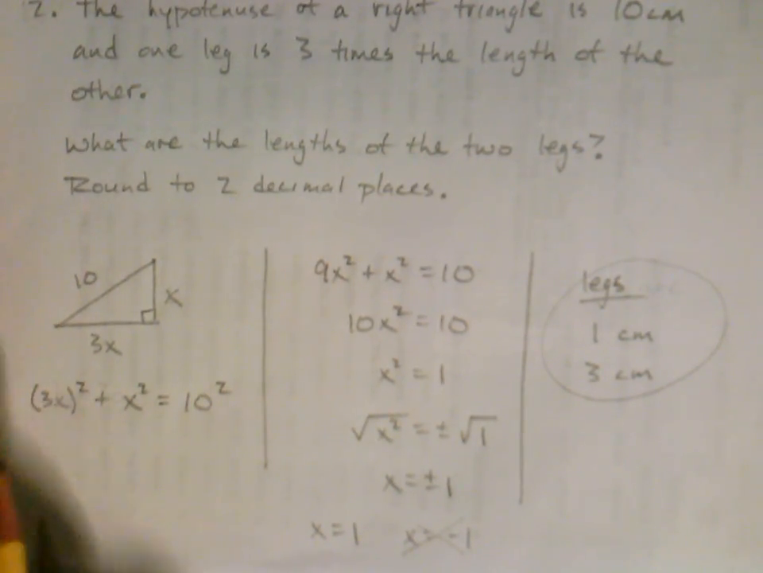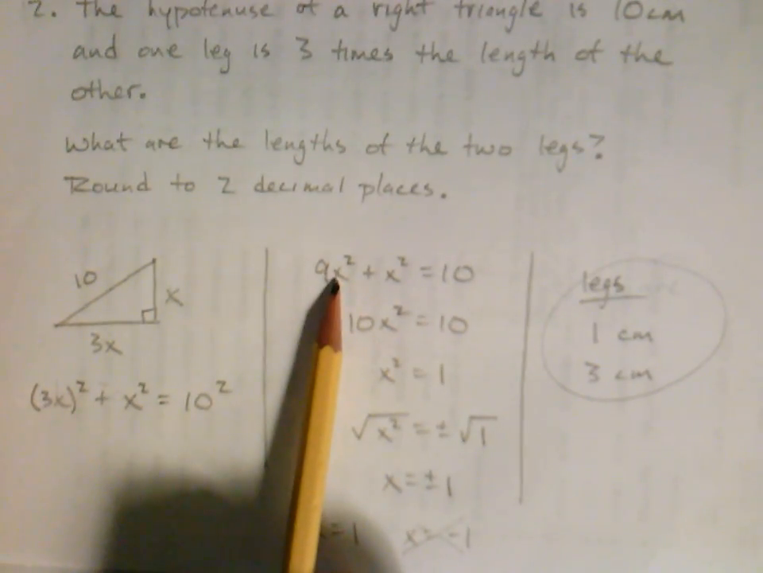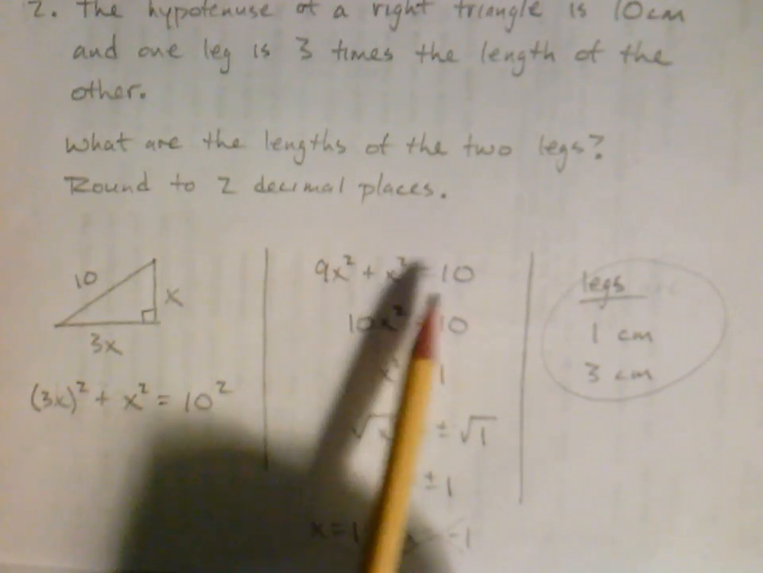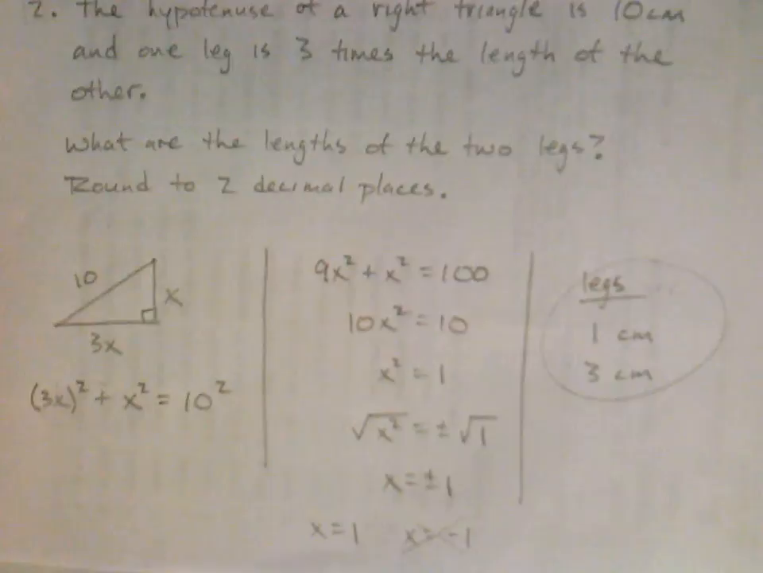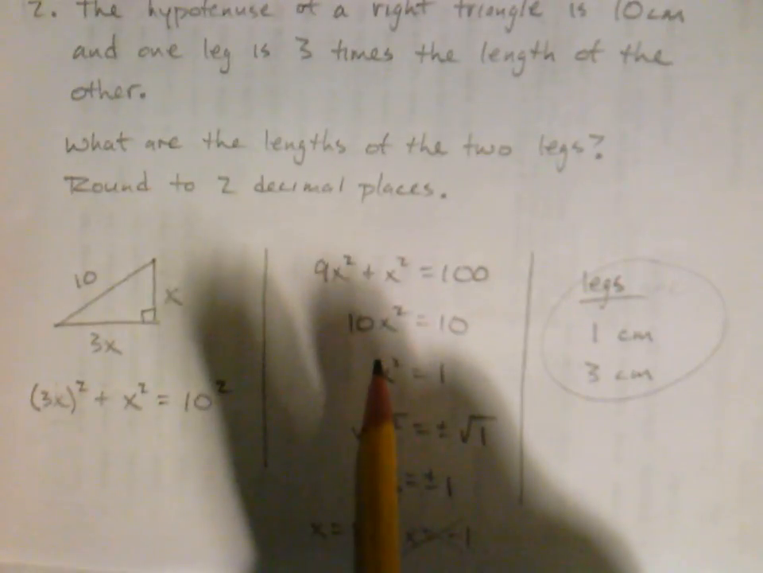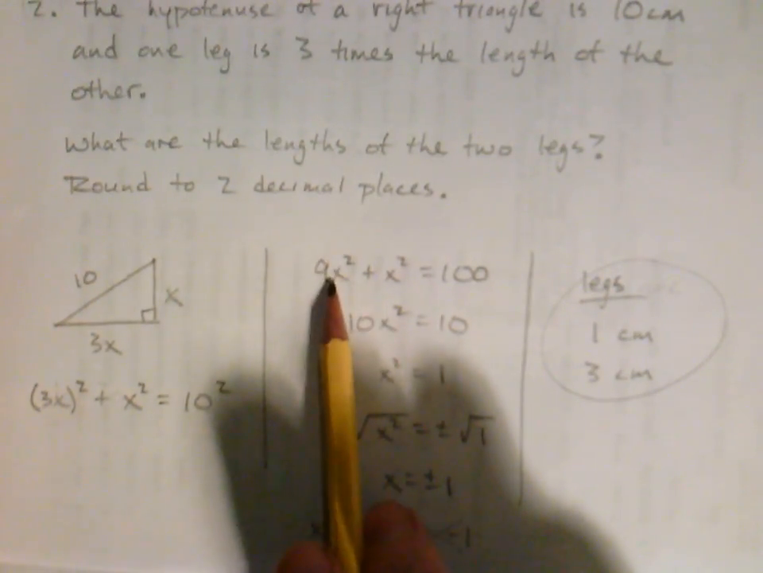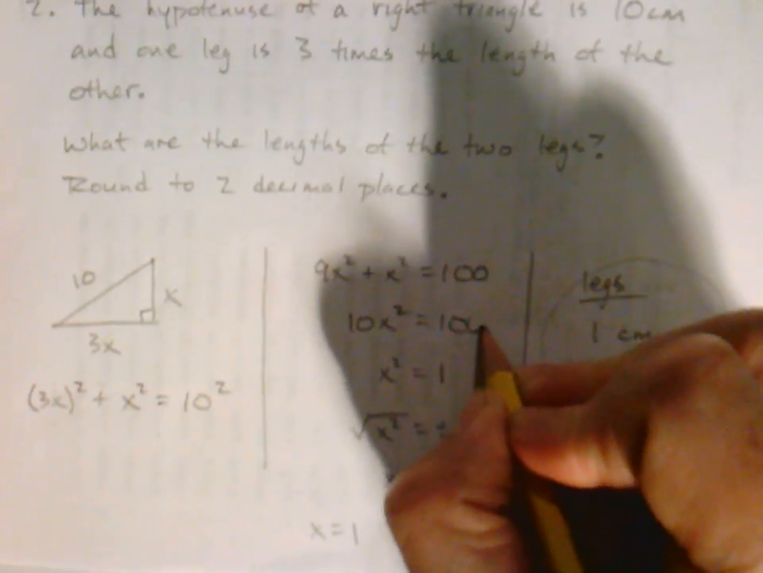So when we start to simplify, (3x) quantity squared is 9x squared, plus x squared. And oh, looks like I messed up. 10 squared, that should be 100. And I think I carried through that mistake the whole way. Oh my goodness. So then when we add here, 9x squared plus x squared is 10x squared, but this should equal 100.